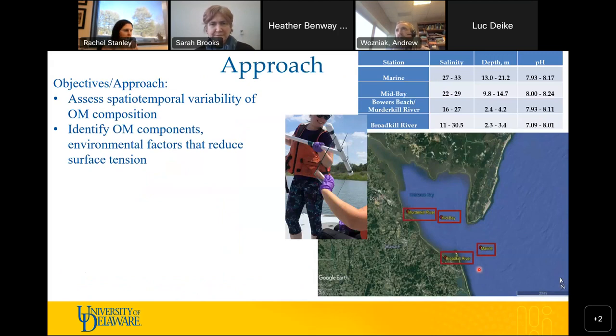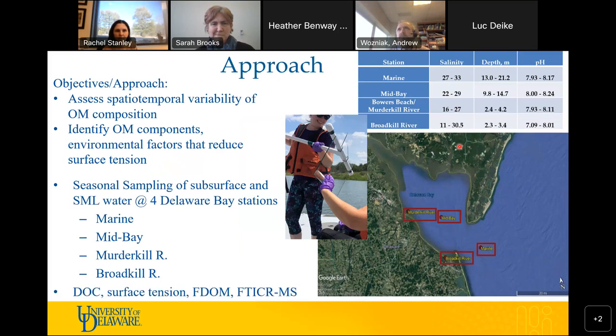So our approach was to look at the variability of organic matter properties and surface tension properties for samples collected in the Delaware Bay region. So we have four samples here. They cover a range of salinities, depending on tide, of course, and time of year. We sampled them on four to five different occasions, depending on the site, representing different seasons: summer, fall, winter, and spring. And we've characterized them as marine, mid-bay, and then the respective rivers where we sampled them.